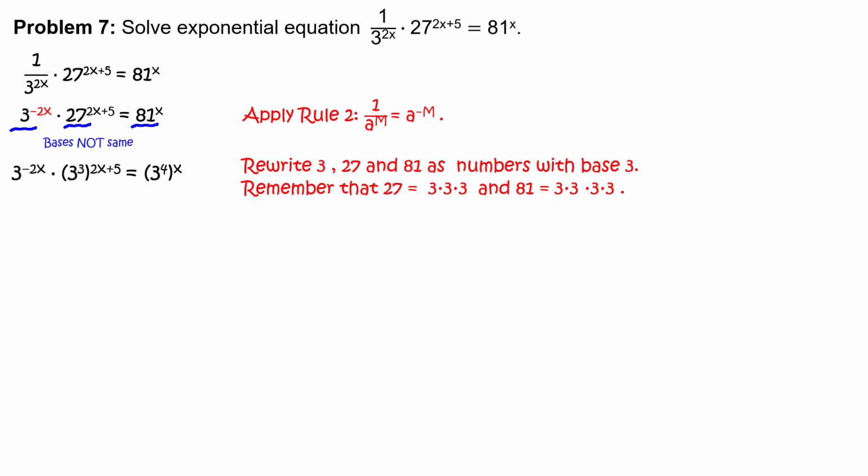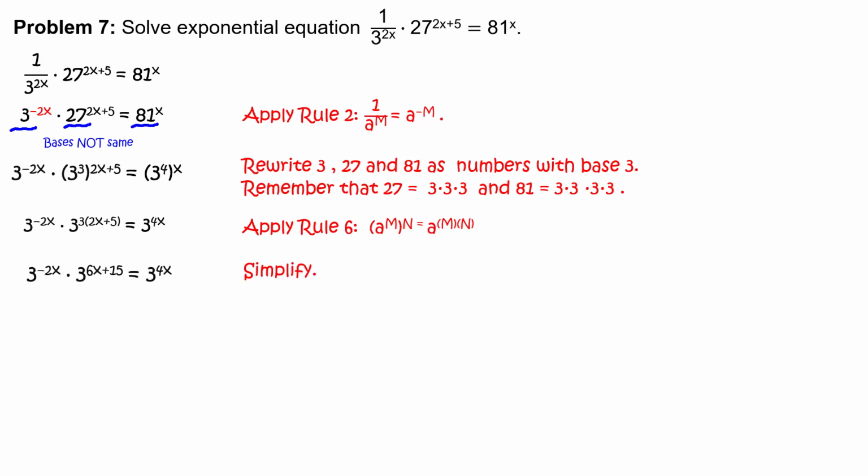So now you have powers raised to powers. And we're going to apply Rule 6. Rule 6 says if you raise a power to a power, you multiply exponents. So we're going to get 3 raised to negative 2x, that term doesn't change, times 3 raised to 3 times the whole quantity 2x plus 5 equals 3 raised to 4x. Then we're going to simplify. We're going to distribute that 3. So we're going to get 3 raised to negative 2x times 3 raised to 6x plus 15 equals 3 raised to 4x.